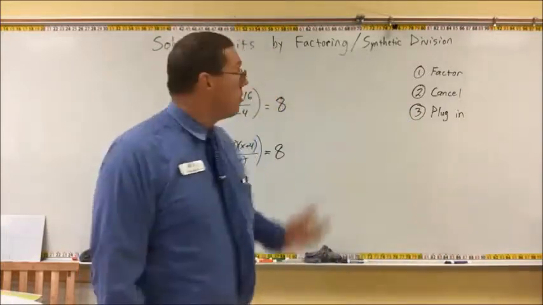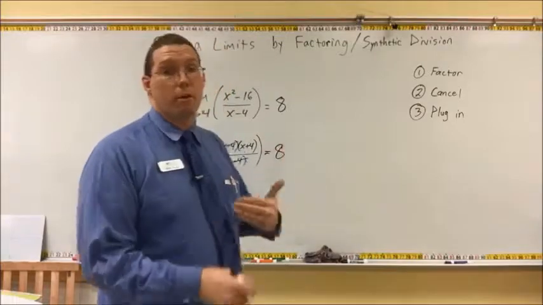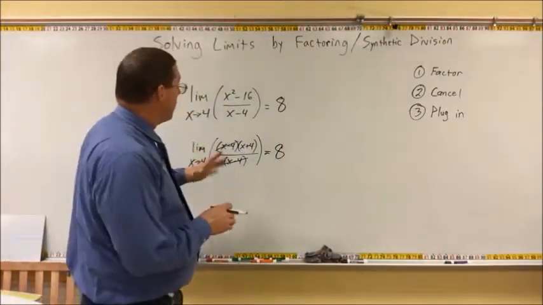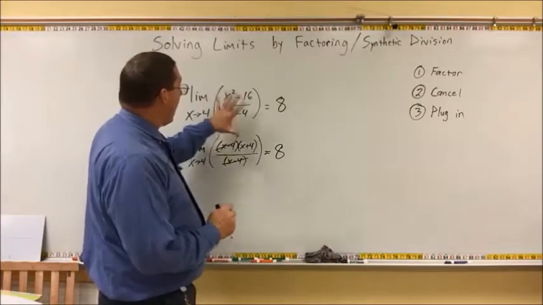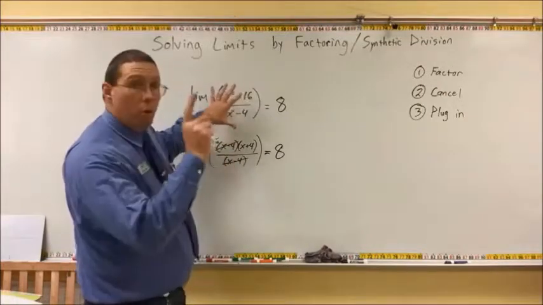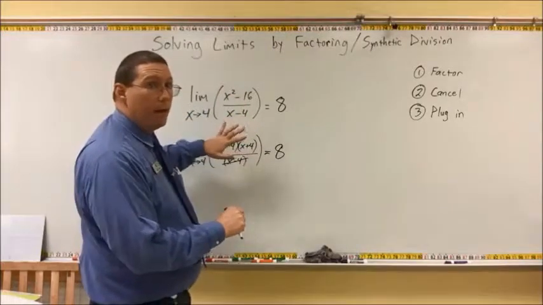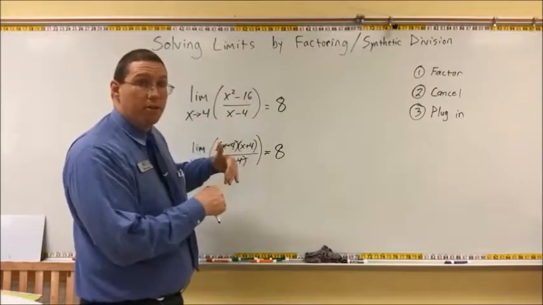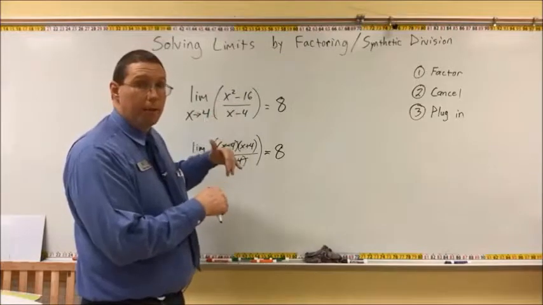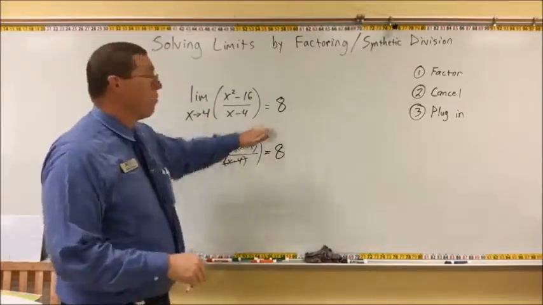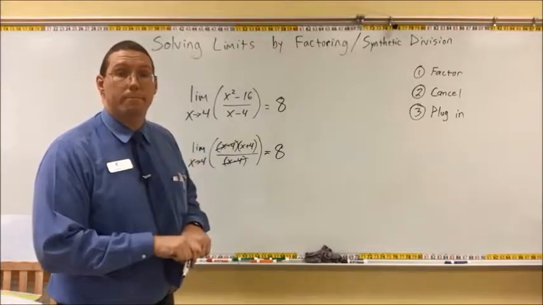Okay? All right, so this is a basic example. We're going to do some that are a little more difficult, but the first idea is simply that you factor the numerator or the denominator or the numerator and the denominator, cancel the thing that's causing it to equal 0 in the numerator and the denominator, and then plug your number in and get your answer for your limit. Okay? Let's try another one.